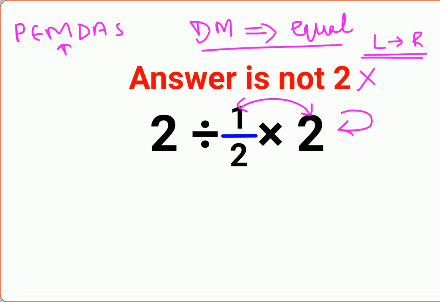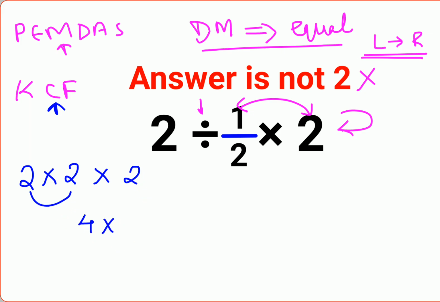So here in this case, what you should do is first you will do the division. Now whenever you have division, you always follow the rule of KCF, where K stands for keeping the first number as it is, C stands for changing the division sign to multiplication, and F stands for flipping or taking reciprocal of 1 upon 2, which is 2, and continue with the rest of the sum as it is. So we have 2 into 2, which is 4 into 2. That gets you the answer as 8.